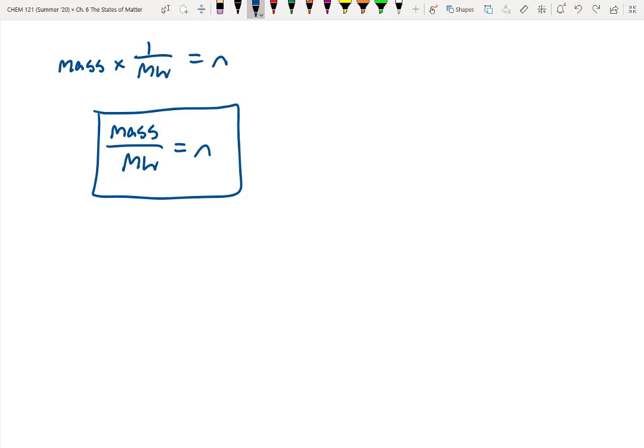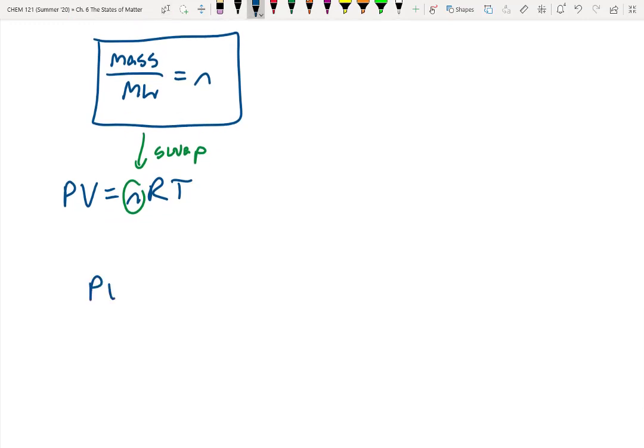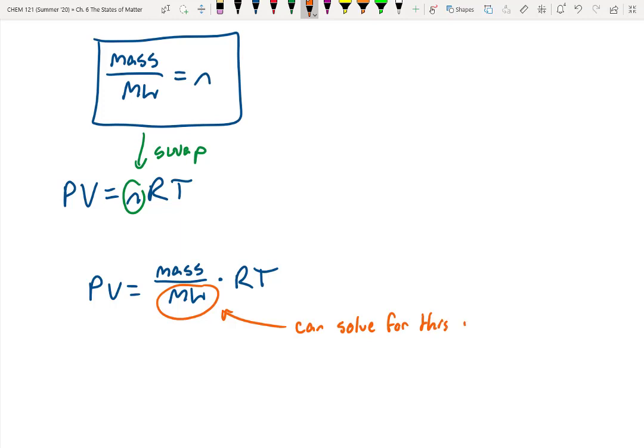Okay, so let's think about how this could apply to our PV equals nRT equation. So PV equals nRT is the ideal gas law, but now let's swap. If we do this, that's going to mean that we've got PV equals mass over molecular weight times RT, right? So we're just doing some algebraic manipulation. But what this allows you to do is solve for this variable if we know everything else.